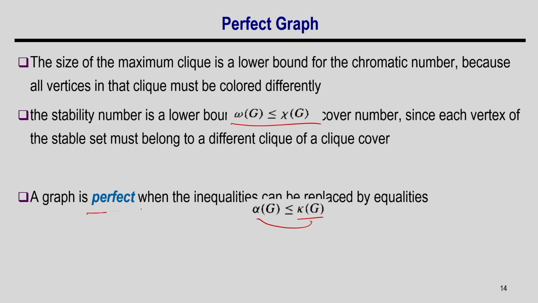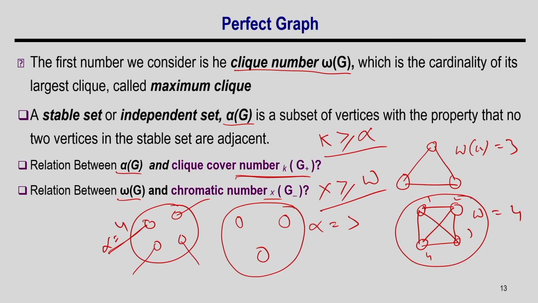But in a perfect graph, this relation becomes equal. Okay. So, in a perfect graph, the number of colors needed to color the graph should be equal to the clique number.